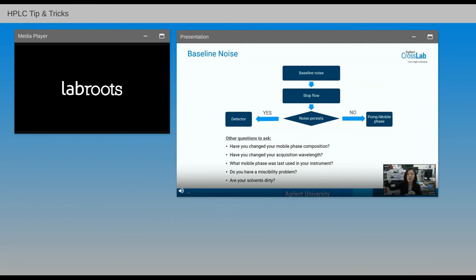But when you turn off the pump and the noise no longer persists, meaning the baseline is stable, then it is due to the pump. When you turn off the pump, there is no more flow, and the noise is also resolved, so it's due to the pump. Maybe the mobile phase is not clean. Then you need to check on it, or maybe there is some problem with the mobile phase composition, miscibility, etc.